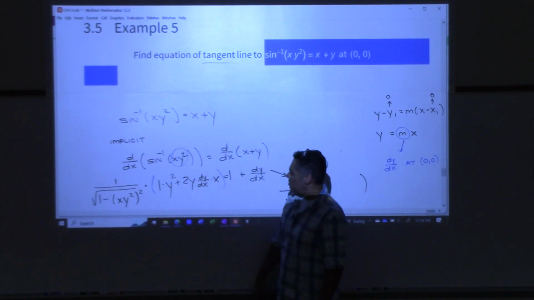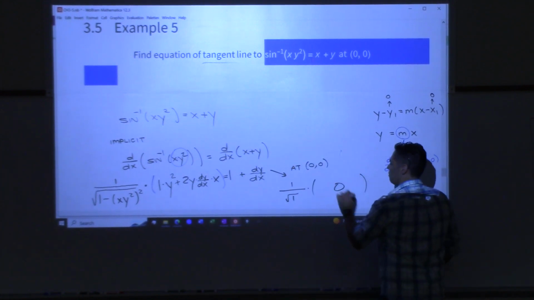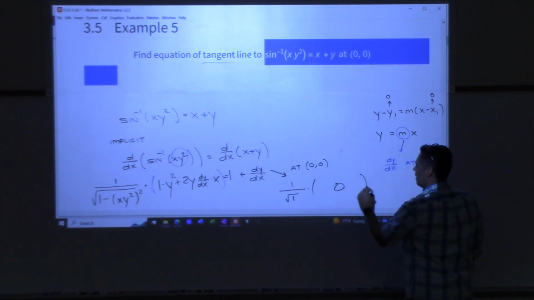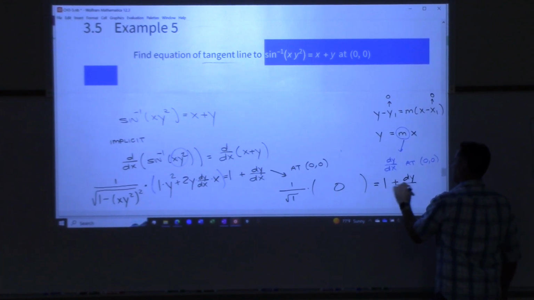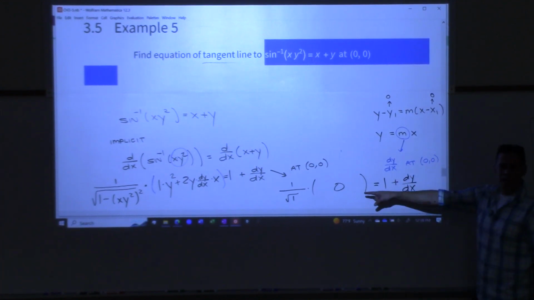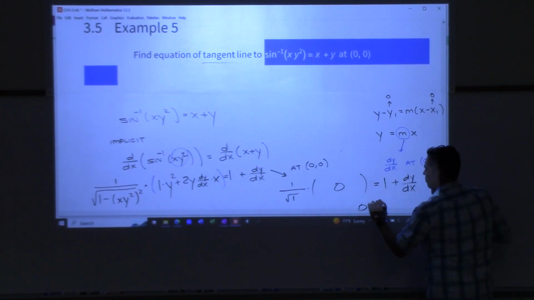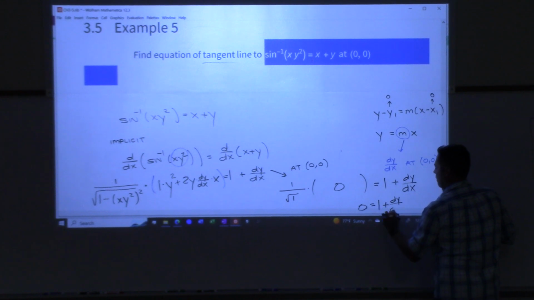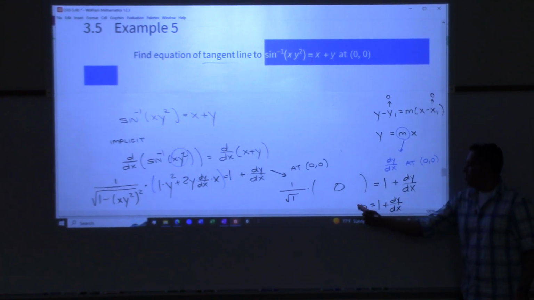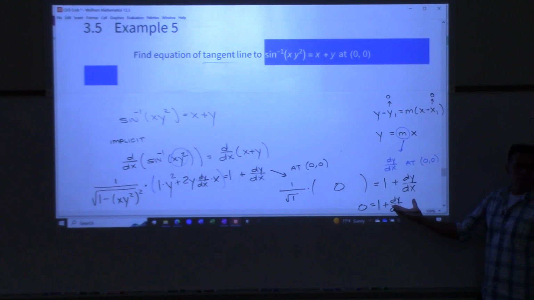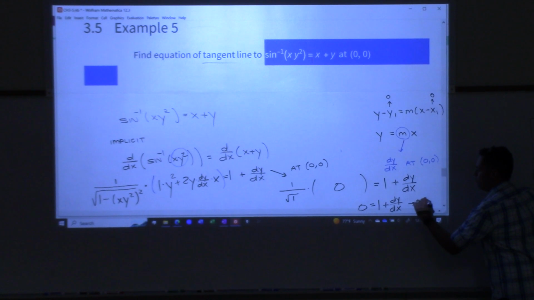So isn't that whole thing 0? So 1 times 0, and then equals, over here, 1 plus dy dx. So left side 0, isn't it? So 0 equals 1 plus dy dx. So move the 1 over, negative 1 is the slope. Just move, we get negative 1 equals dy dx.